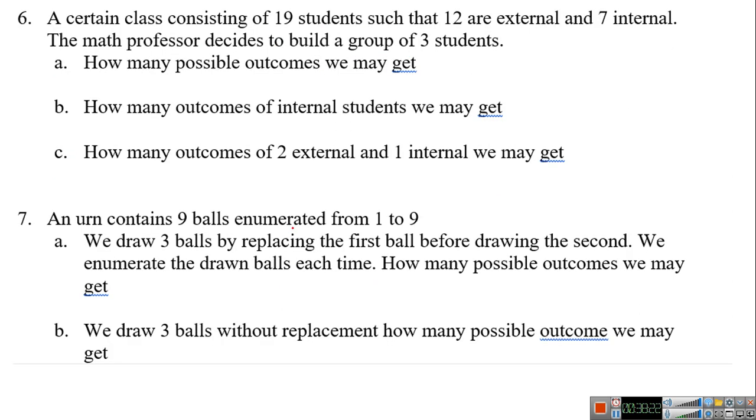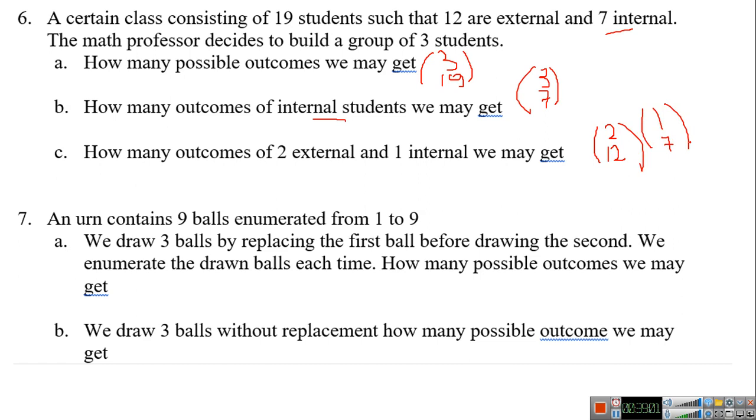A certain class consists of 19 students such that 12 are external and 7 are internal. The math professor decided to build a group of 3 students. How many group outcomes you may get? So combination, order not important, 3 out of 19. Actually the repetition is not allowed because I want to pick 3 students. I cannot pick the same student more than one time. I want 2 external and 1 internal. Internal means they sleep in the school, for example, in the dorm. So 2 out of 12 because I have 12 external, and 1 internal, 1 out of 7.